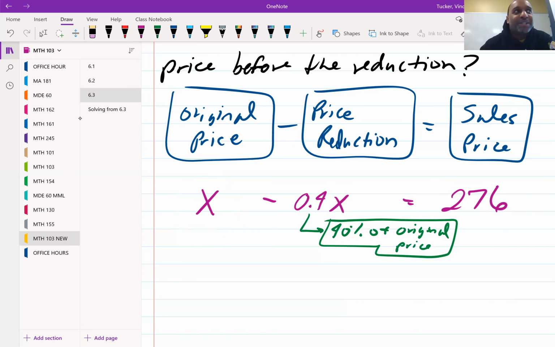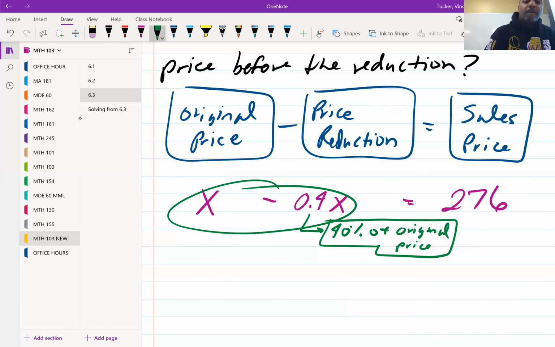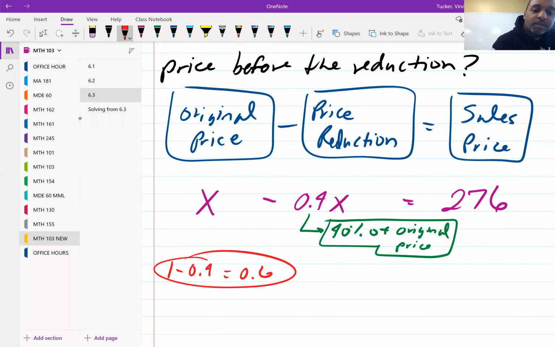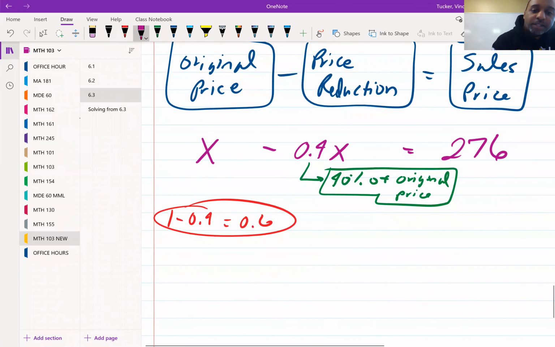Any questions before we go on? Everybody good? Now we have to be careful. Another mistake on this type of problem is that we need to combine our like terms, and a lot of times people forget that there's a 1 sitting in front of the x. So combining these like terms, we're doing 1 minus 0.4, which will give me 0.6. I'll be left with 0.6x equal to 276.